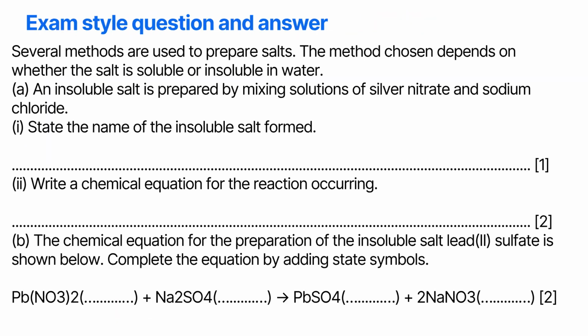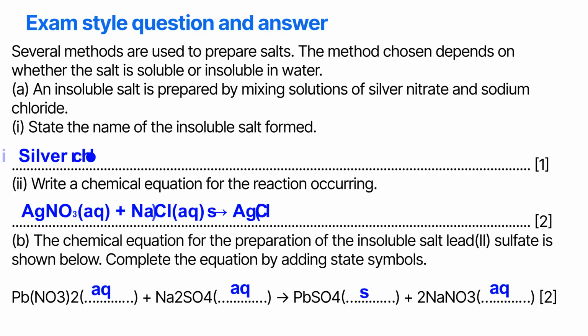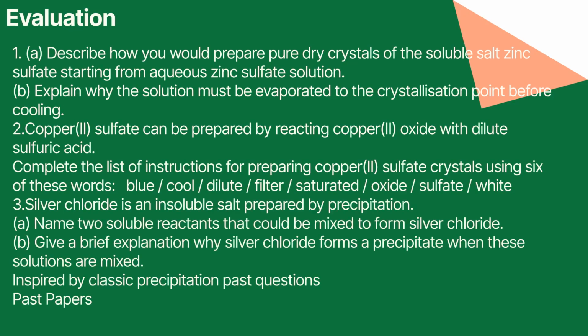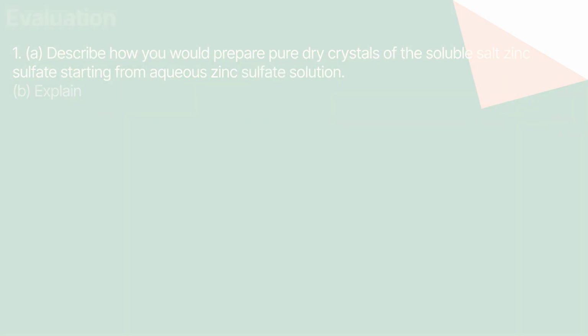Here are some exam-style questions to test your knowledge. The questions relate to the preparation of silver chloride and lead(II) sulfate. The insoluble salt formed by mixing silver nitrate and sodium chloride is silver chloride. The chemical equation shows the reaction with the correct state symbols: aqueous for the soluble reactants and solid for the precipitate. Here are some evaluation questions based on the preparation of soluble and insoluble salts. You can pause the video to work through the answers before moving on.